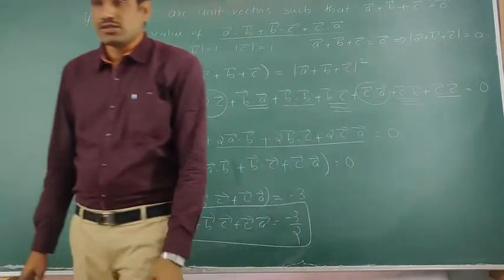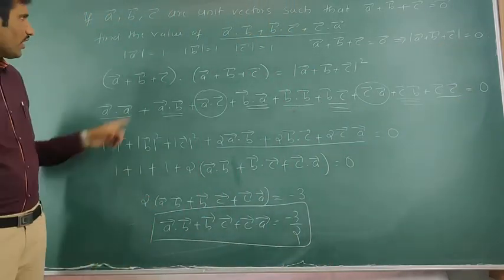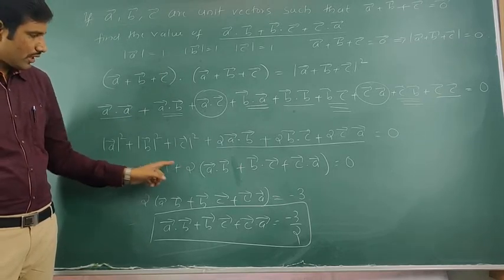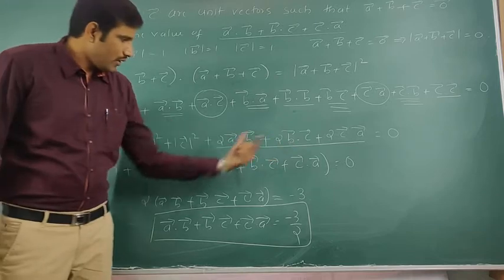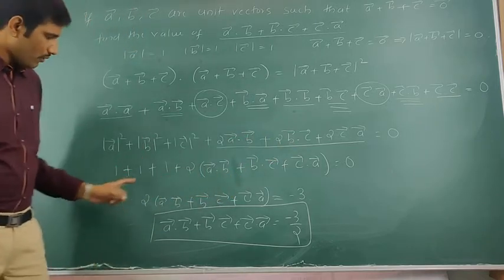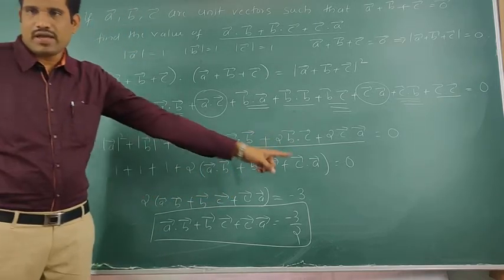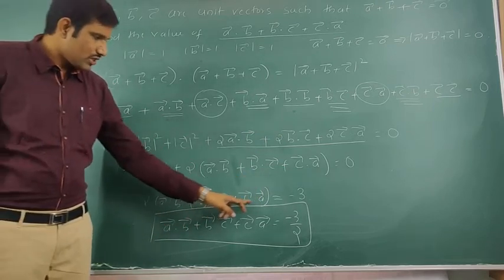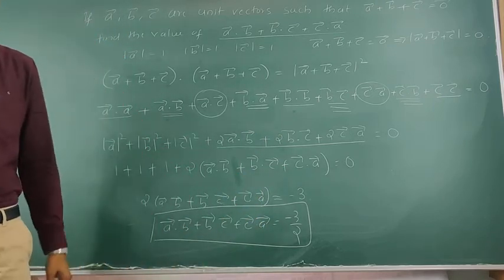Magnitude of A plus B plus C is 0. 0 square is 0. So then magnitude of A square, 1 square is 1. Magnitude of B square is 1 square is 1. Again it is 1. Take 2 common, A dot B, B dot C, C dot A. 1 plus 1 plus 1, 3. Take it on the right side, minus 3. So then A dot B, B dot C, C dot A is minus 3 by 2. Is it clear, student?